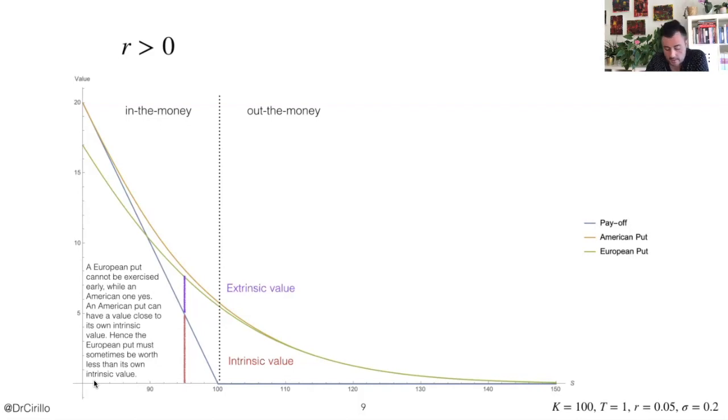This is just to recall a little bit of the notation. If you compare the European put and the American put, the behavior of the intrinsic value and the extrinsic value is not necessarily the same. And this is one of the reasons why, for the American, it can be worth exercising the option before maturity, something that you cannot do for the European. That's why you have this opportunity cost here.